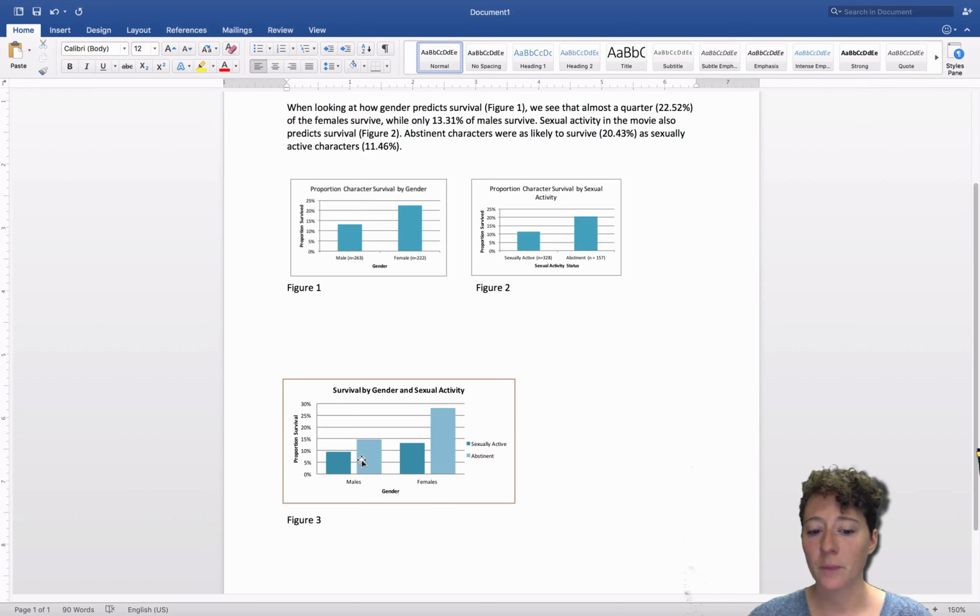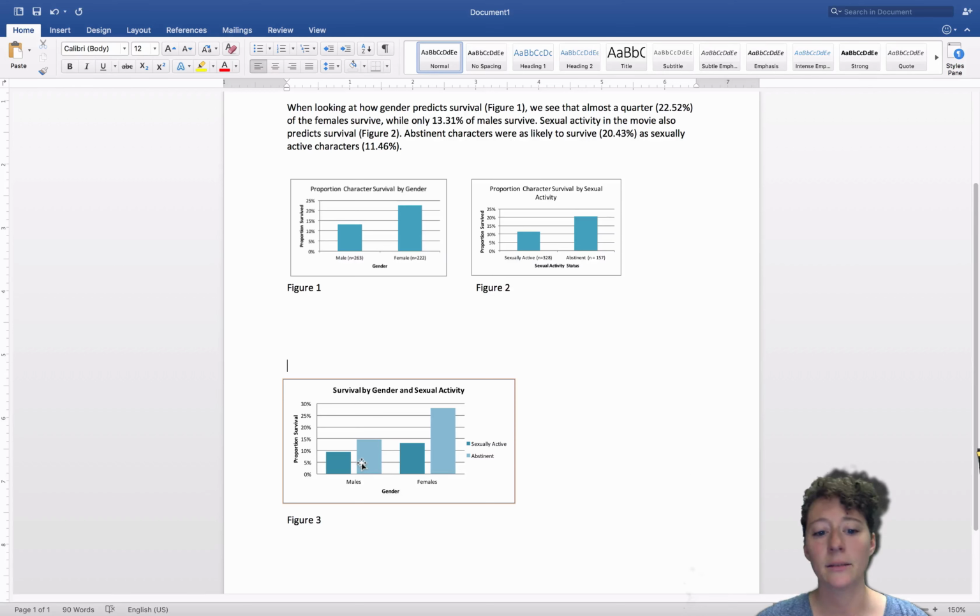One thing that we notice right off the bat is this doesn't look additive to me. This looks like there's an interaction. The pattern here is not the same as the pattern here. The pattern within the males is not the same as the pattern in the females. And that means that the variables are influencing one another.